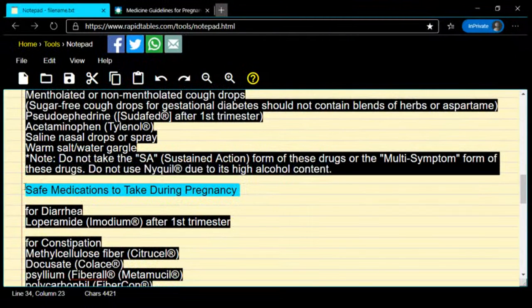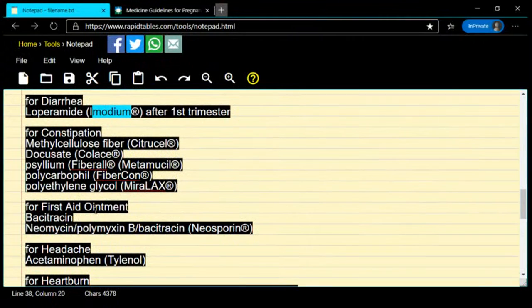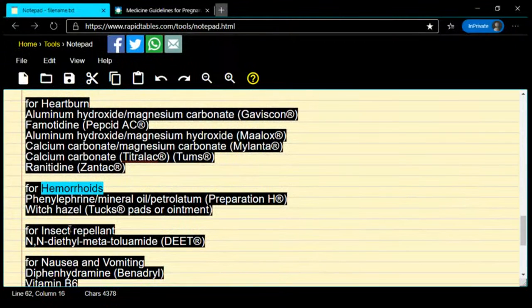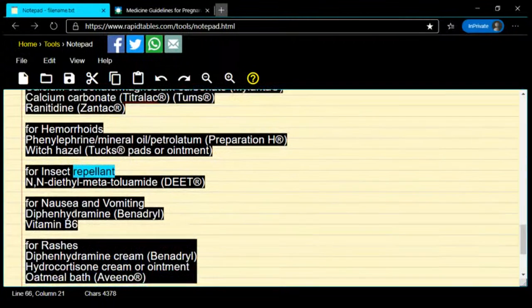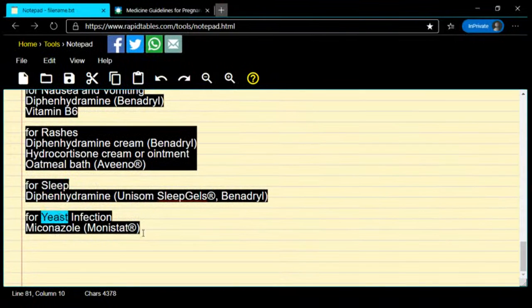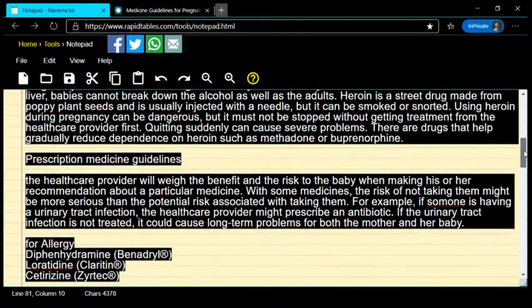Next, medications for diarrhea is loperamide. Loperamide, Imodium, after first trimester. For constipation, for headache, for heartburn, for hemorrhoids, insect repellent, nausea and vomiting, rashes, sleep, yeast infection. All these are medications used in pregnancy that are safe for the pregnant woman or her baby.